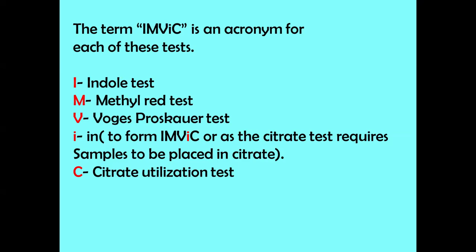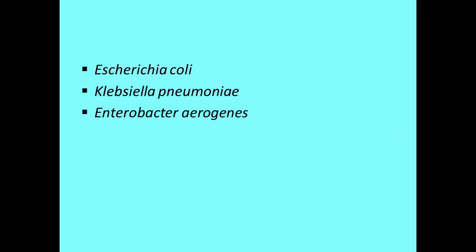All these tests are performed for the differentiation and identification of enteric organisms. I won't explain all the enteric organisms. For your simple understanding, I have taken three organisms: Escherichia coli, Klebsiella pneumoniae, and Enterobacter aerogenes. These three organisms I'm going to identify and differentiate by using these biochemical tests.